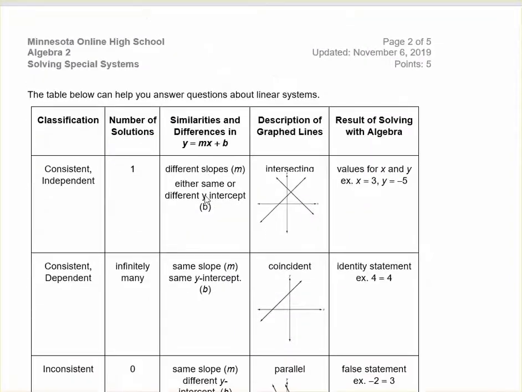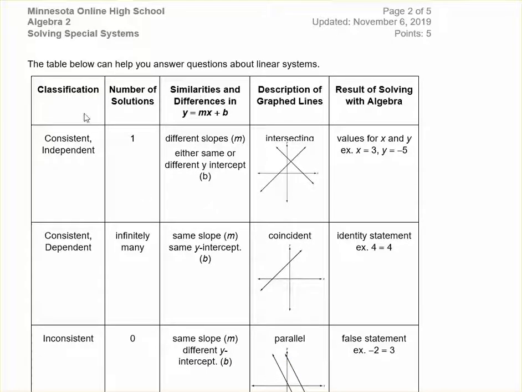So here's another way of thinking about it. We have a consistent system when you have intersecting lines and there will be one solution. In that kind of system, both slopes will be different, and the y-intercept can either be the same or different. When you solve with algebra, you'll actually find answers for x and answers for y. This is what we did when we did the solve systems with algebra worksheet. When you solved with substitution or elimination, all of your answers should have been in this kind of format. You should have got intersecting lines for each of them.